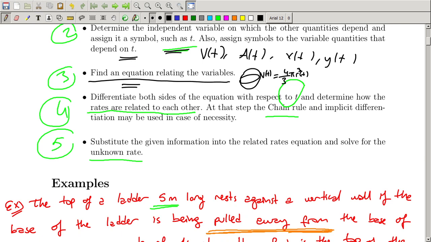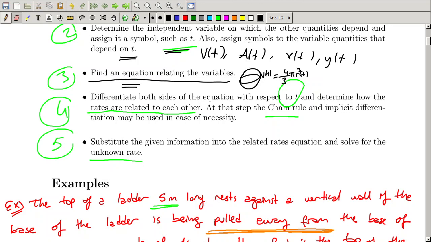Stage 4: differentiate both sides of the equation with respect to t, and determine how the rates are related to each other. Here it is important to take the derivative correctly, because everything is depending on t. So when you take the derivative of, for instance, x squared, it makes sense: the derivative of x squared will be 2x times x prime, because you have 2x(t) times x'(t). x is a function of t. That's why you should pay attention. We will go through this type of detail in examples.